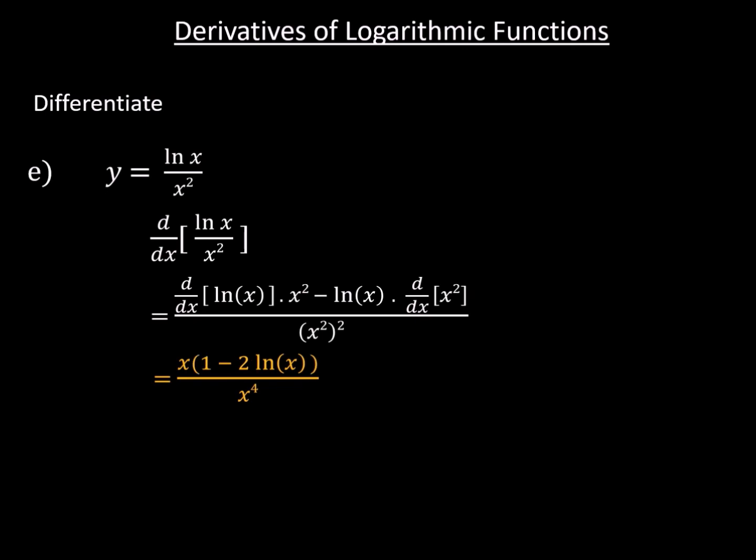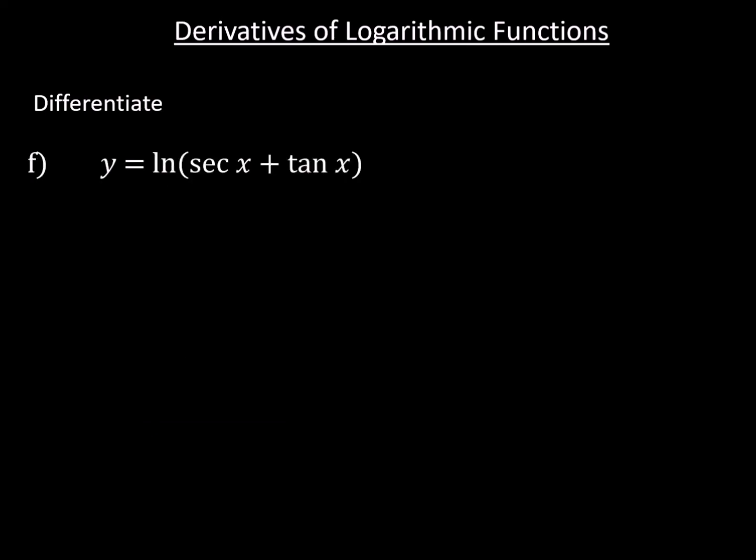Take x outside as the common factor. Divide both the numerator and denominator by x. We then get our final answer of y prime is equal to 1 minus 2 ln of x over x to the power 3. Now let's finally try this one.